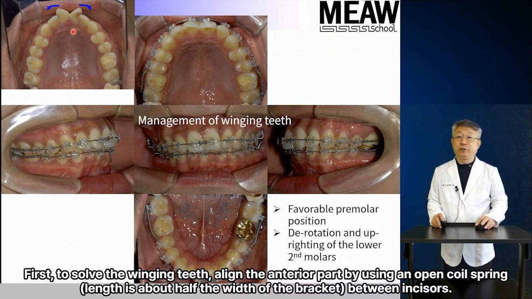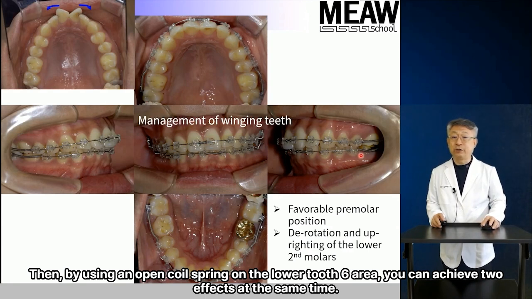First, to solve the winging teeth, align the anterior part by using an open coil. Spring length is about half the width of the bracket between incisors. Then, by using an open coil spring on the lower tooth 6 area, you can achieve two effects at the same time.